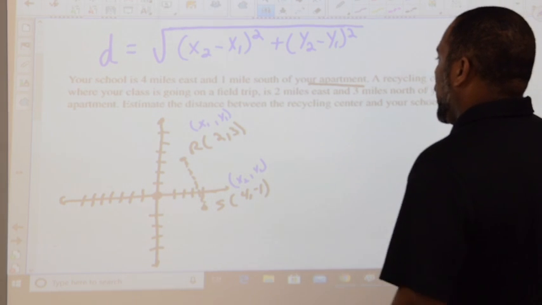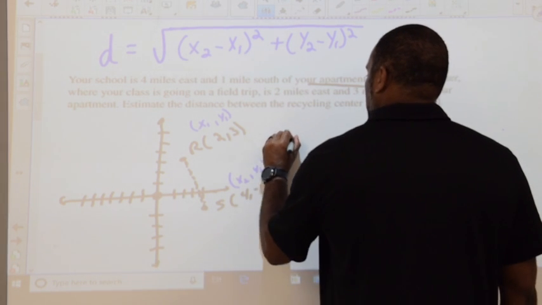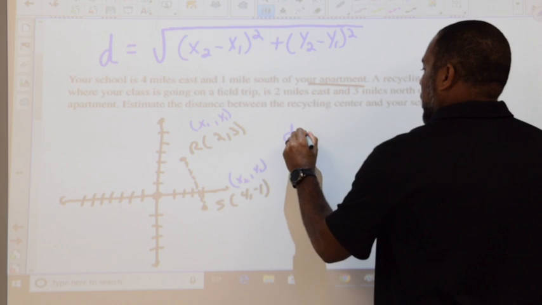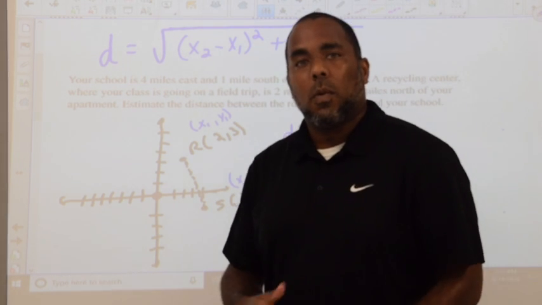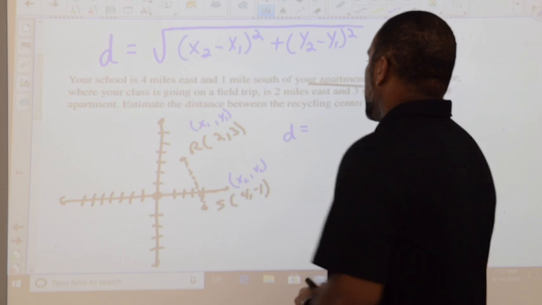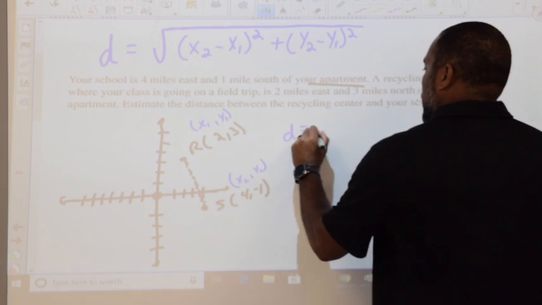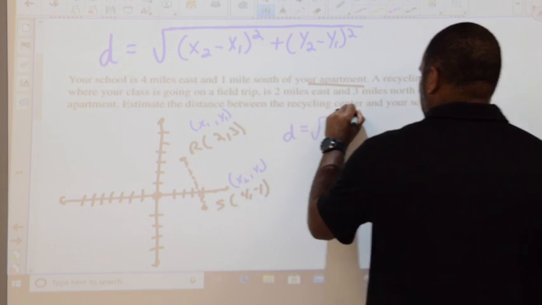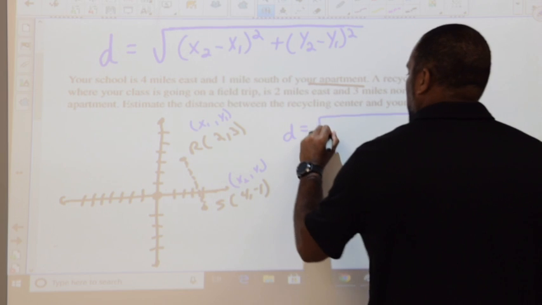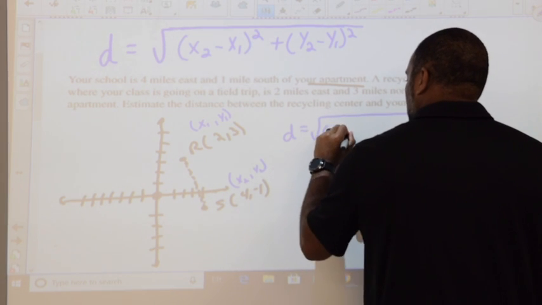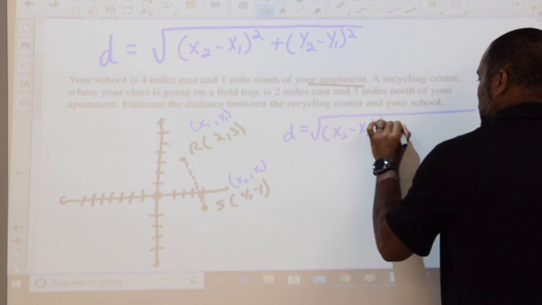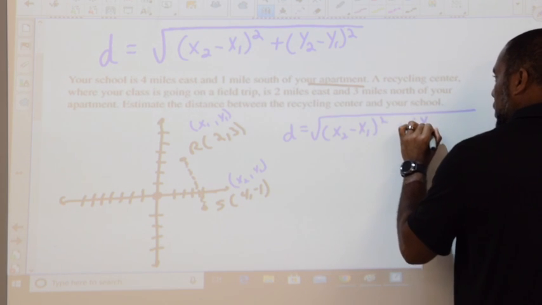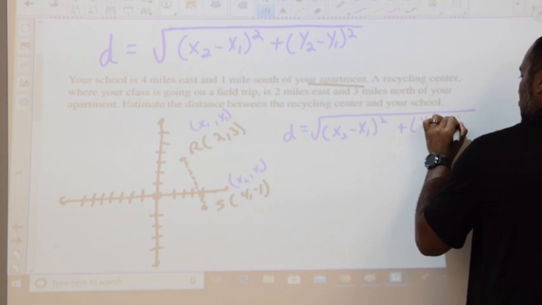And so all I have to do is find the distance. I am looking for an estimate, but we're not going to round until we get to the very end. And when we do, we'll round to the nearest hundredths, 2 decimal places. So write out the entirety of the equation. The distance is equal to the square root of the quantity x2 minus x1 squared plus y2 minus y1 squared.